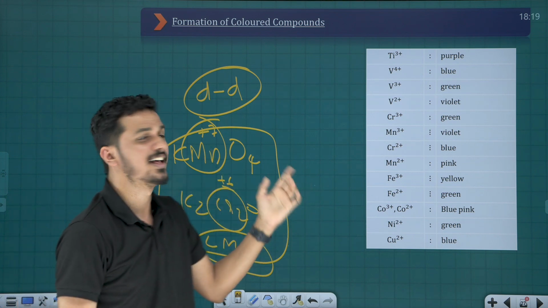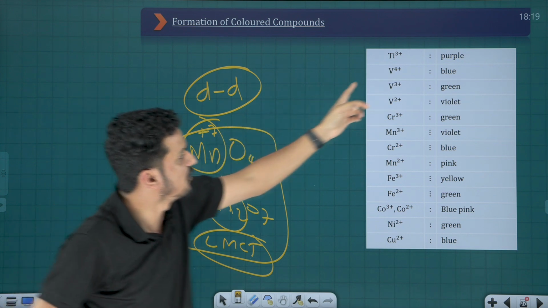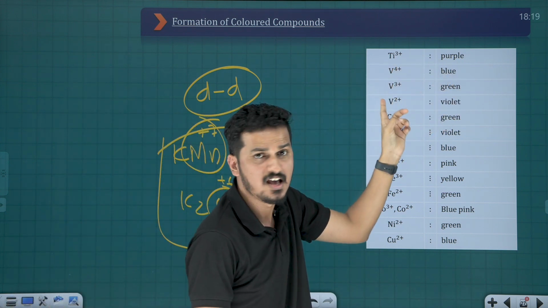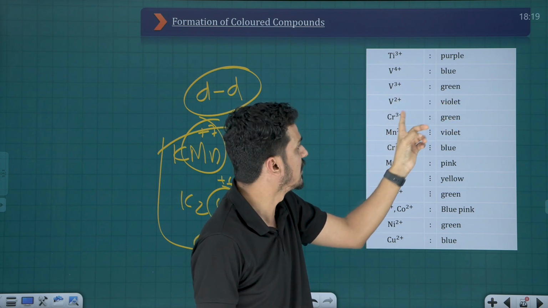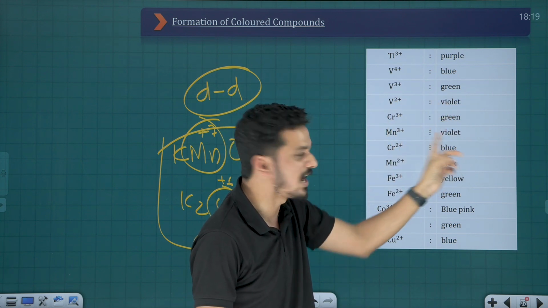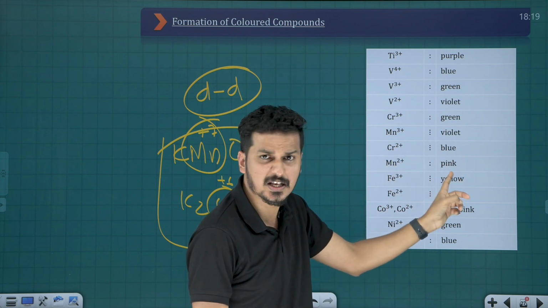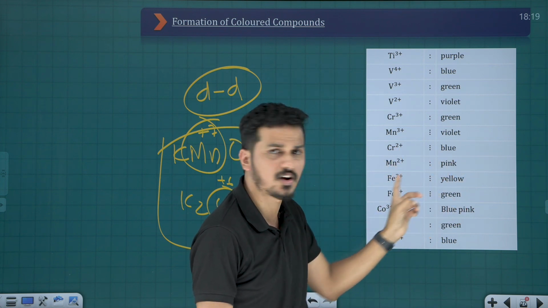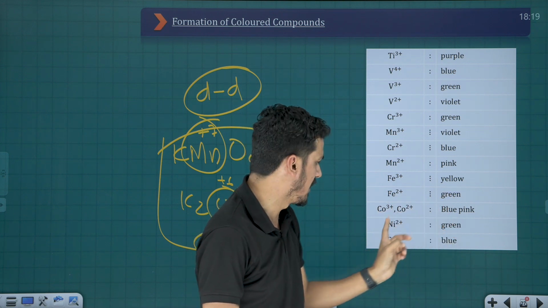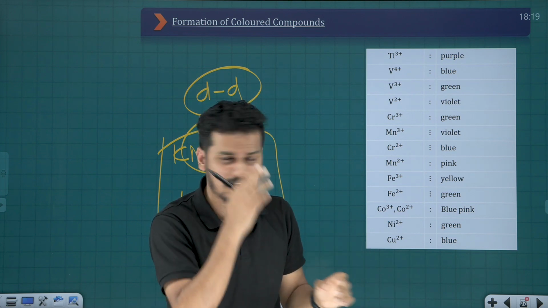Ready, guys? Then that idea, d-d transition, you have to keep in mind. Titanium 3+ usually gives purple color, vanadium 4+ blue color, vanadium 3+ green color, vanadium 2+ violet color, chromium 3+ green color, manganese 3+ violet color, chromium 2+ blue color, manganese 2+ pink color, Fe3+ yellow color, Fe2+ green color, Co3+ blue, Co2+ pink color, Ni2+ green color, copper 2+ blue color. These are the color variations they show.